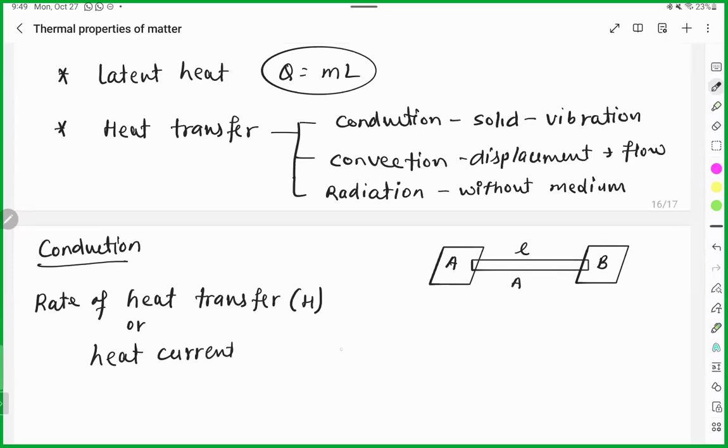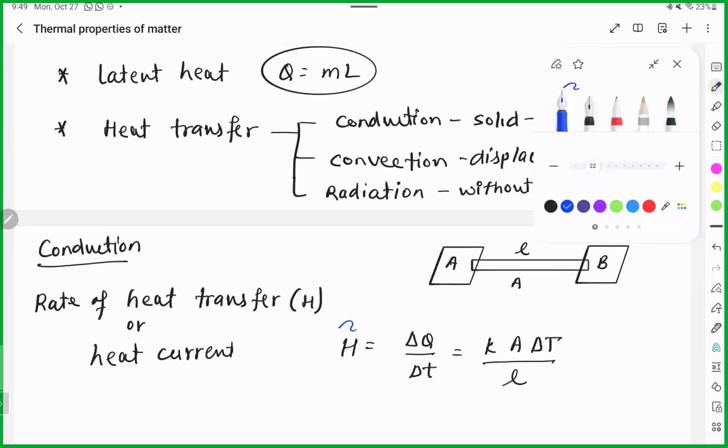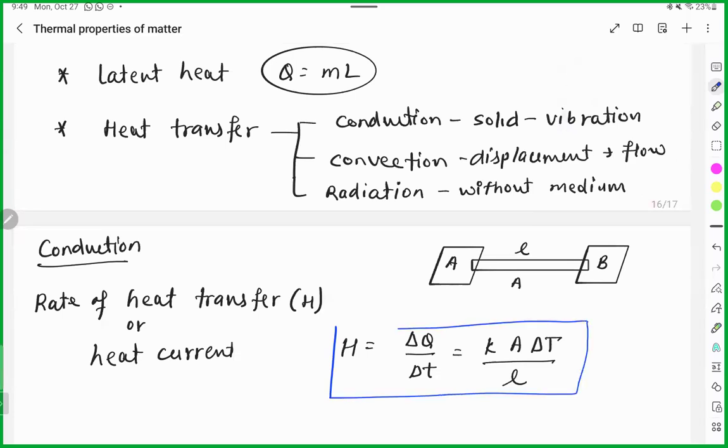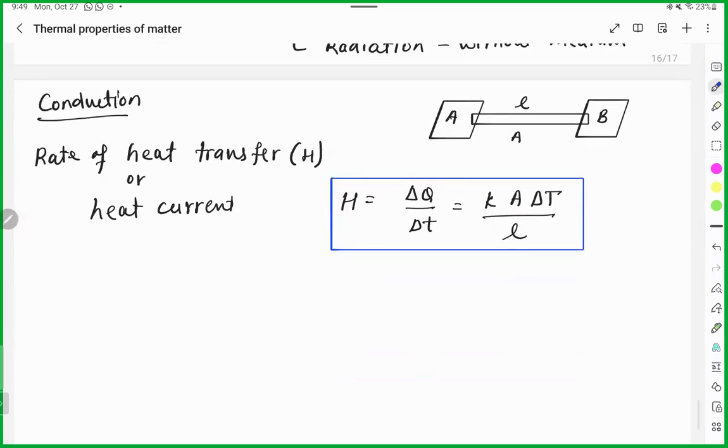So this H value is the change in heat in a given unit time, which directly depends upon the area and change in temperature, and is inversely proportional to length. It means more length, less heat transfer, like it will transfer slowly. More area, it will transfer quickly. In the same way it depends upon the temperature. Anvita, how do you compare Ohm's law in this case with the heat transfer?